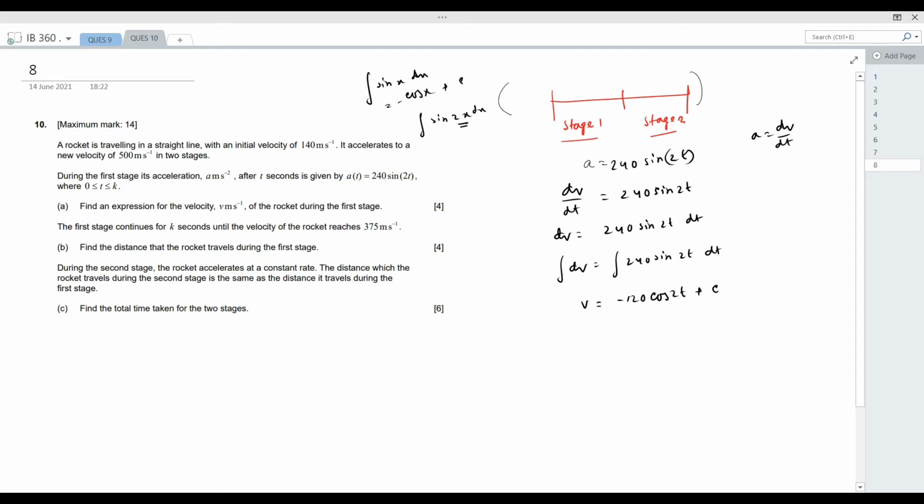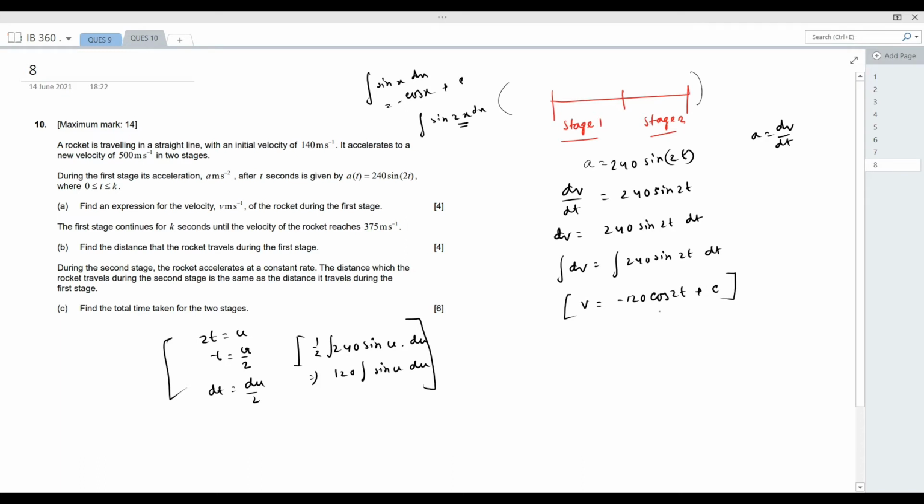I am taking 2t equals u. So t equals u by 2, so dt equals du by 2. So ultimately the integration becomes the integral of 240 sin u du times half, which is basically 120 sin u du. So this was the reasoning behind the integration. So the value of v is minus 120 cos 2t plus c.